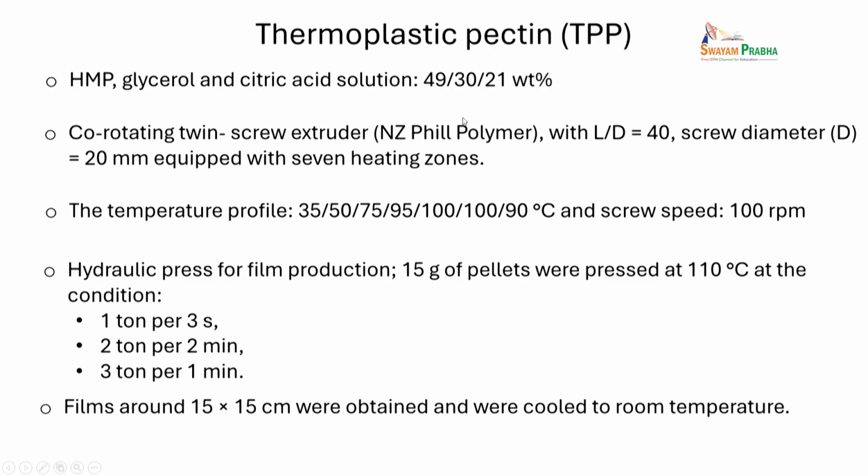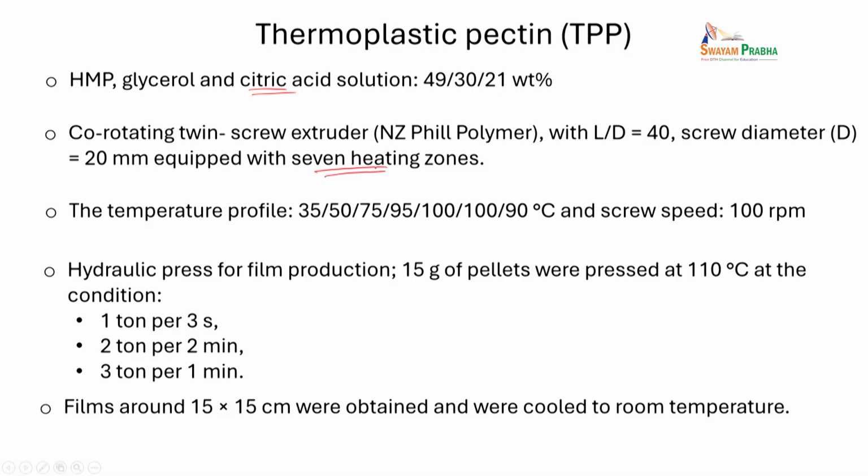The reason to add citric acid in this particular process is that, they say, when you increase the temperature to, let's say, 90, 100 degrees Celsius, the presence of citric acid prevents oxidation of the pectin and gives thermal stability. So they found this particular ratio seems to be the right one. They used a co-rotating twin screw extruder with a length to diameter ratio of 40, a screw diameter of about 20 mm, and 7 heating zones.